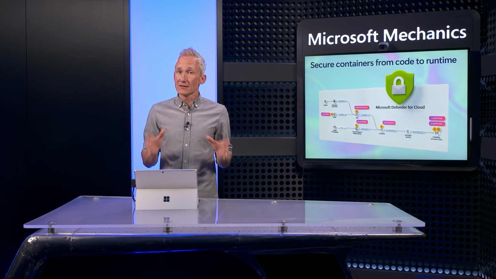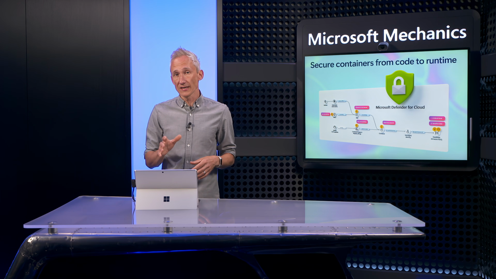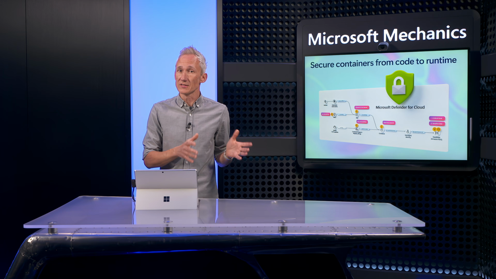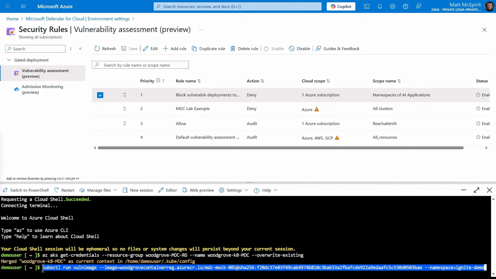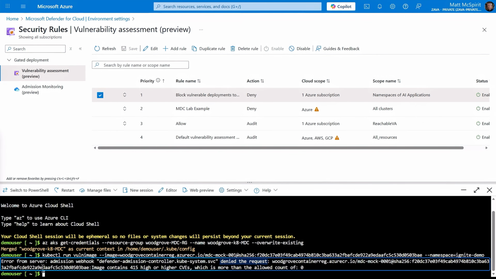With our policy in place, let's test it out by attempting to deploy a container image that contains a few high severity vulnerabilities. This is exactly what happens with supply chain attacks. For that, from Cloud Shell, I'll run an AKS command first to get my credentials. Now I can execute my command. I'll paste in this kube control command to run an image, including its location and namespace details. And immediately, we can see that the run was denied, stating that the image contains 415 CVEs, and we allow 0 in our policy, so it's blocked.